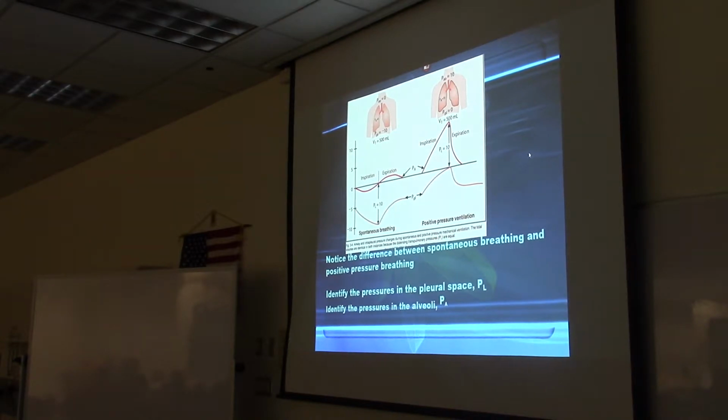All right, if I were to show you this graph and ask you which one is spontaneous breathing and which one is positive pressure breathing, would you be able to identify each one? At the bottom it says identify the pressures in the pleural space. So we're looking for PL. What is the pressure in the pleural space with spontaneous breathing?